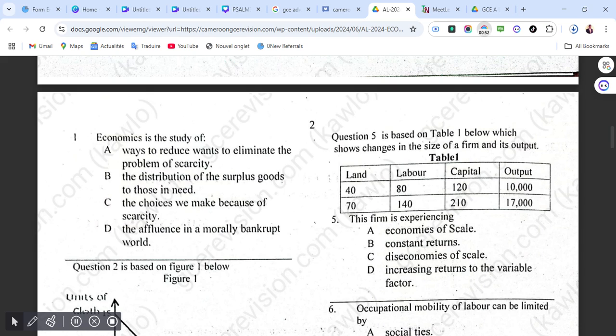Question number one, it says economics is a study of. The correct answer for this number one is C, the choices we make because of scarcity. So economics is a study of the choices we make because of scarcity. So the correct answer is C.